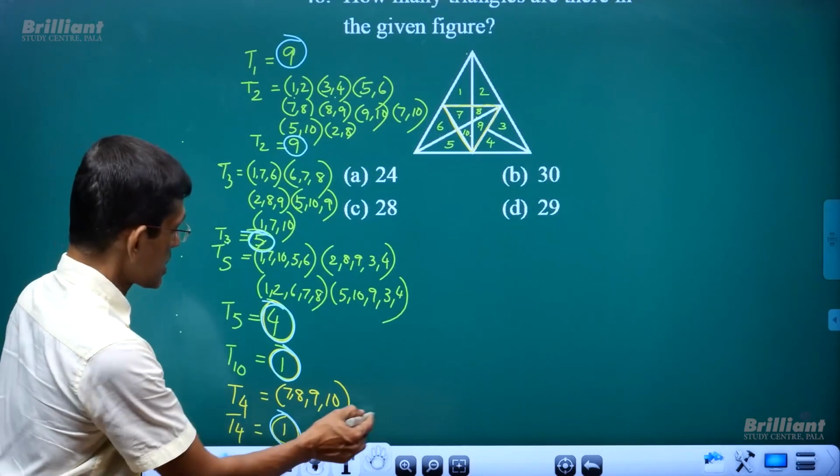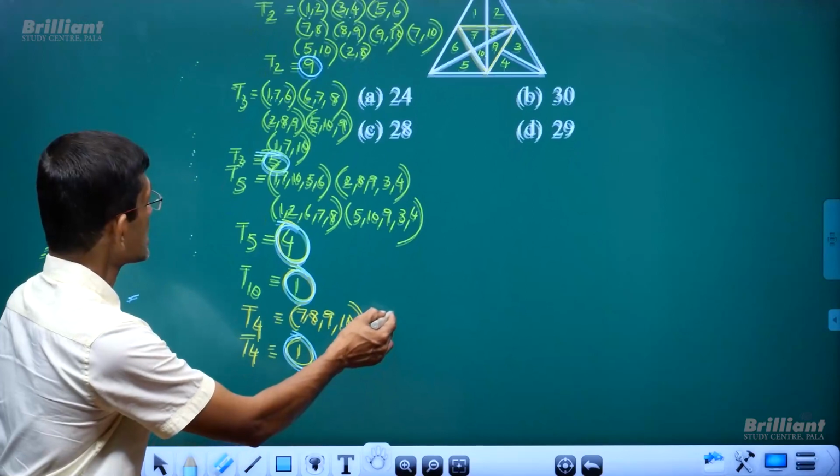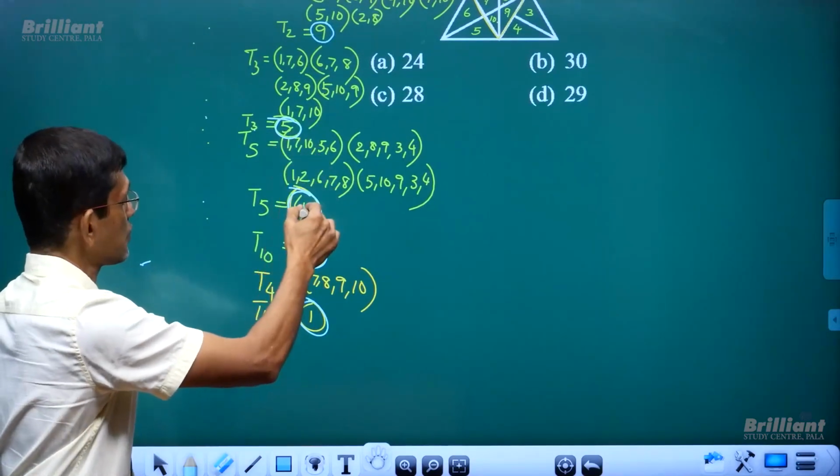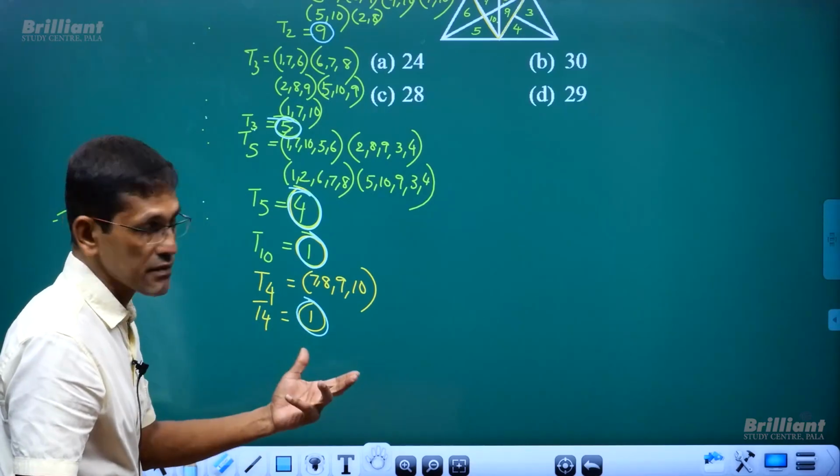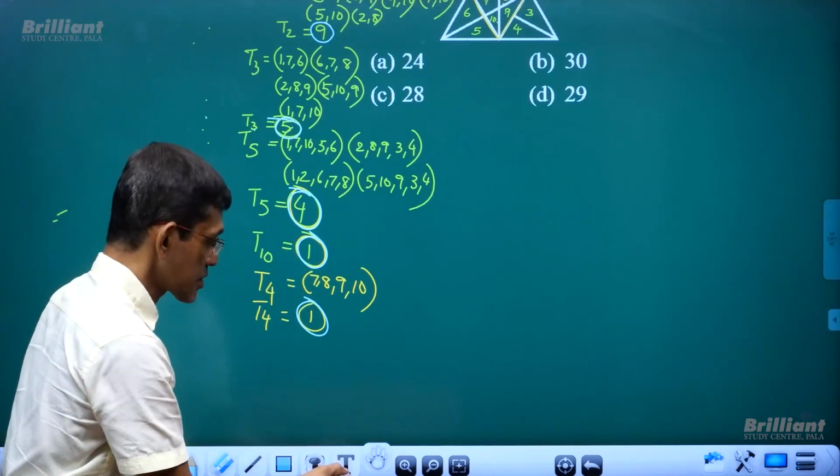T1 is 9. T2 is 9. So 18. Then we have 5, 4, 1, 1. So that is 11. So 18 plus 11, 29. So the answer is 29.